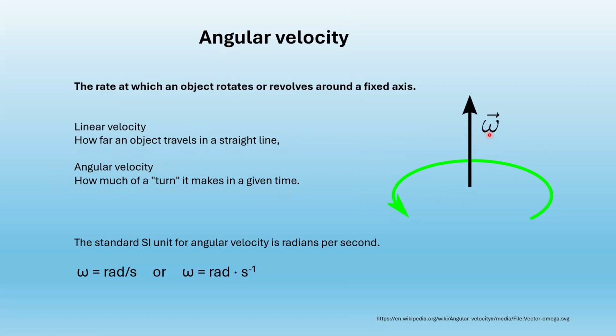And the angular velocity we represent with the letter omega, the Greek small letter omega. It's a vector quantity because it has a magnitude and a direction. Also, we are talking about the unit here. The standard SI unit for angular velocity is radians per second. So omega equals radians per second, or sometimes you're going to see radians times second to the negative 1. It's the same thing, right?